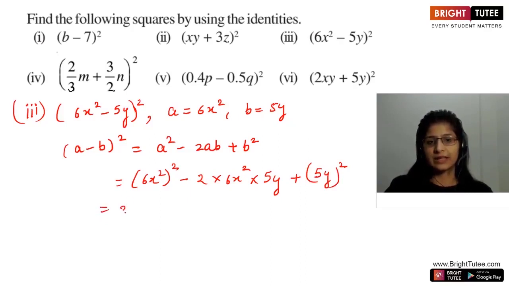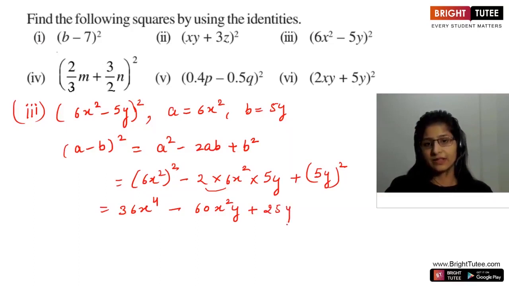So 6 6 is 36, (x square) whole square is x to the power 4, minus 2 6 is 12, 12 5s are, you need to think, right? Just to see, 2 6 is 12, 12 5s are 60, and x square y we have, plus 5 5s are 25, y square is square of y. So this will be the answer of the third part. I hope the question is quite clear.